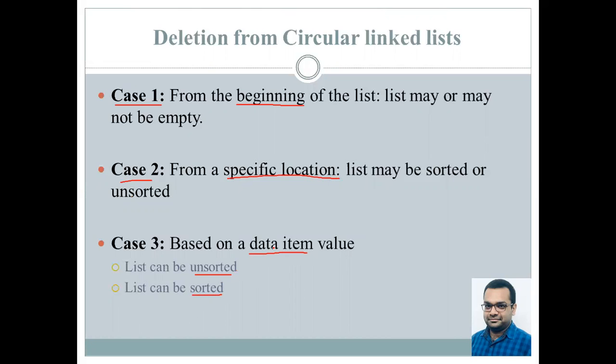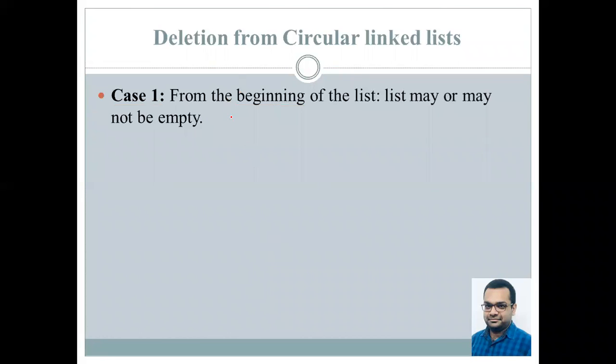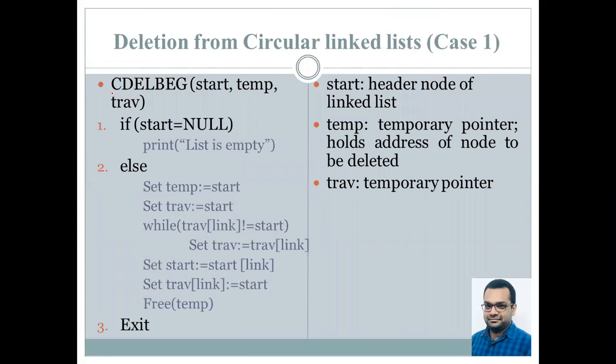We have to search for the position based on the data item value. So let's begin with case number 1, that is, the deletion has to be from the beginning of the linked list. We have called our procedure cdelete beginning. C stands for circular, and delete beginning causes the deletion from the beginning of the linked list. Now we have the start pointer that holds the address of the first node. Traversal is the temporary pointer that will be used for traversing through the linked list, and temp holds the address of that node which will be used for performing the deletion from the linked list.